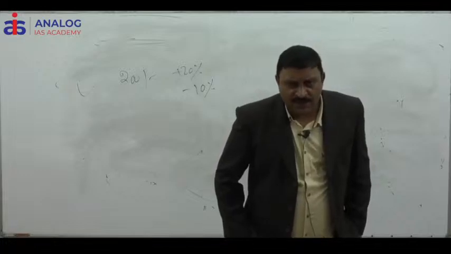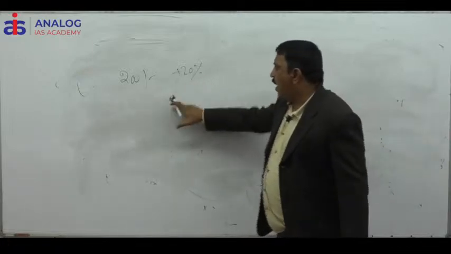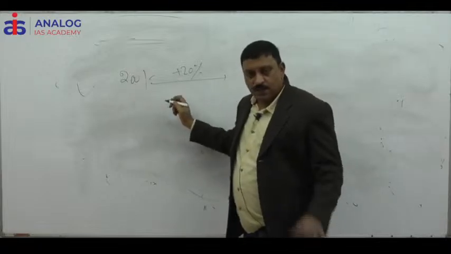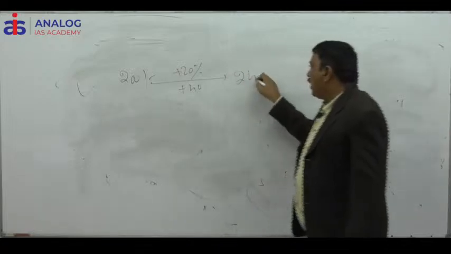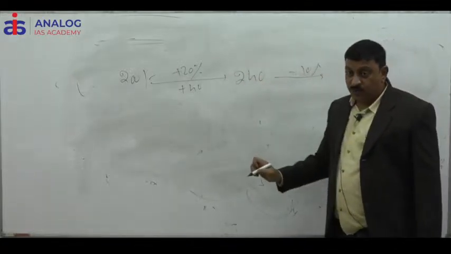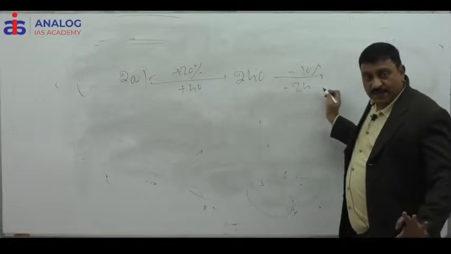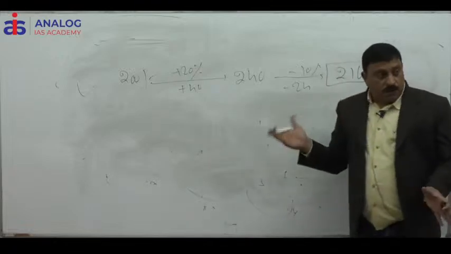First you increase the value. First what you have done, you have added 20%. 20% of 200 is how much? 40 rupees increased, so it became 240. Later on it decreased by 10%. What is 10% of 240? 24. You decrease that, 240 minus 24 is 216. Everybody understood?